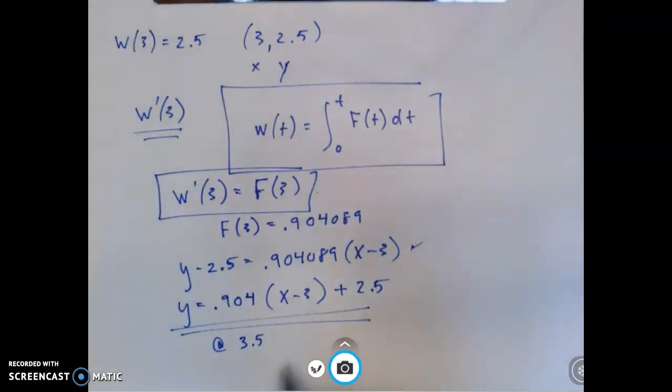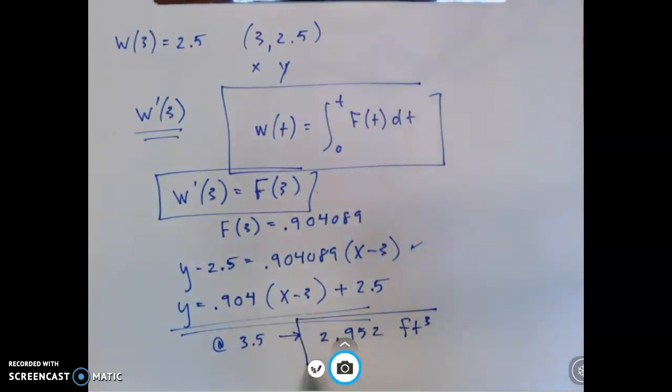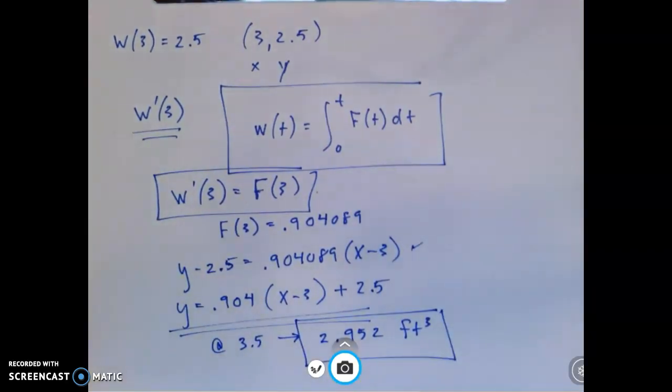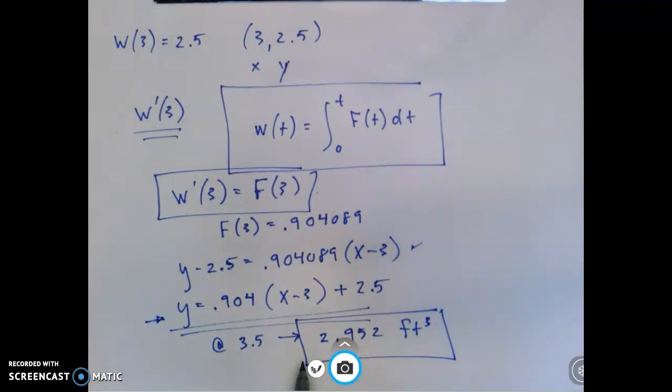I'm going to evaluate it at 3.5, and what that gives me is 2.952 cubic feet of water at 3.5, as the estimate at 3.5. So there's our linear function right here. We're plugging it into our calculator and we're evaluating it at 3.5, and that's our estimate. Okay?